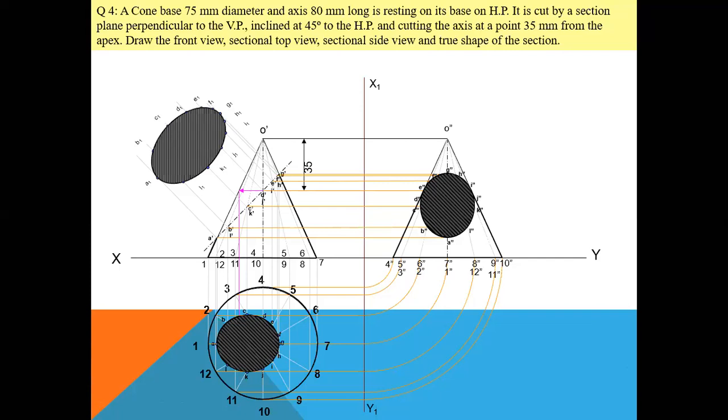The same process is the same for all other questions. Only what will be the difference? The difference will be that your question will be changing. In question number 1, it is square pyramid. In question number 4, it is cone. Question number 2, I think it is cylinder. And question number 3, I think it is hexagonal pyramid. Process is same. Fine. Any doubt?